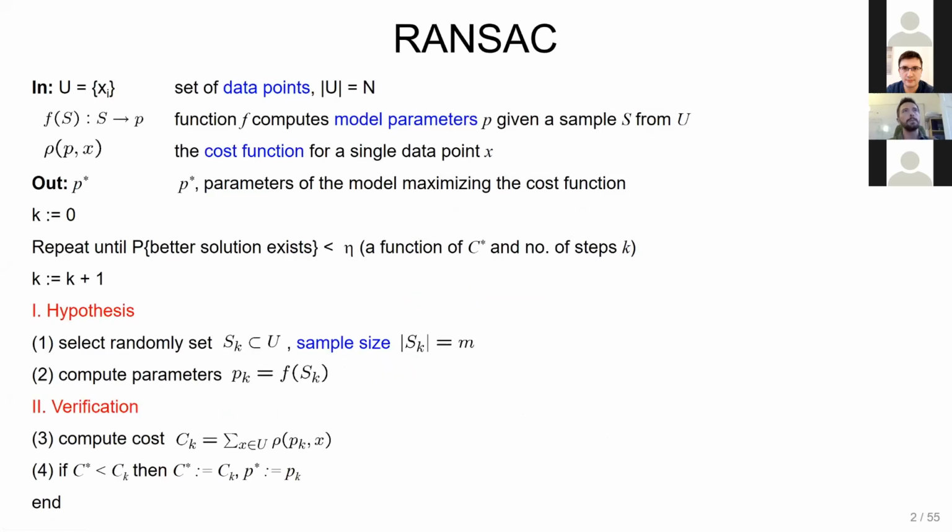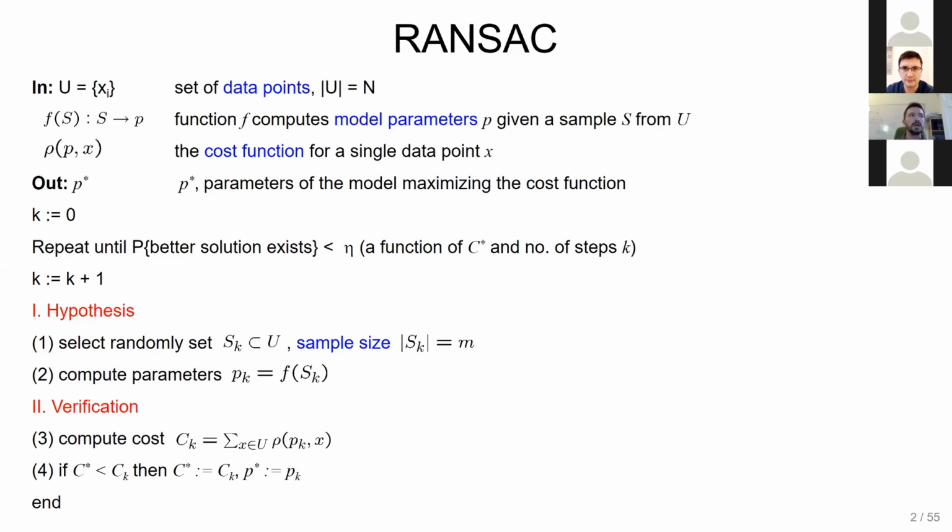Just to quickly recap the RANSAC algorithm, you have a set of data points, which in 2-view geometry is correspondences. You have a function that computes model parameters given a set of correspondences, and you also need a cost function that basically tells you how far a data point is from the model you have. And the output is the parameters of the best model that fits the data with the highest cost function. And the algorithm repeats 2 steps until the probability of finding a better solution is below a certain threshold.